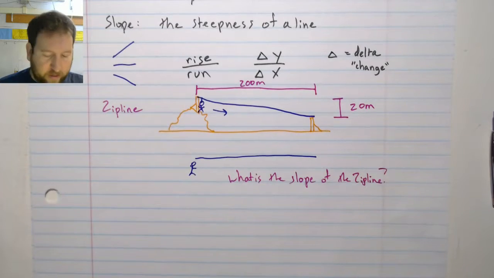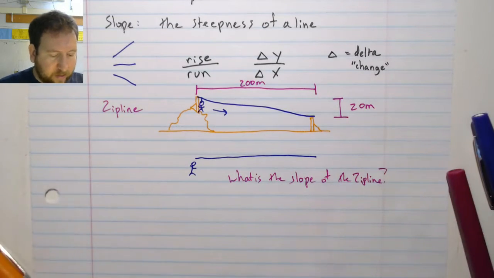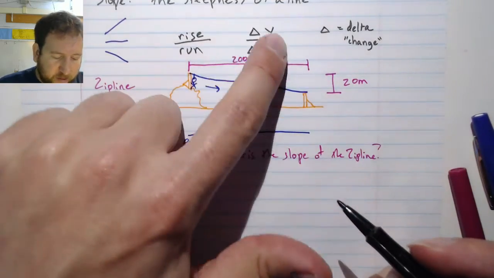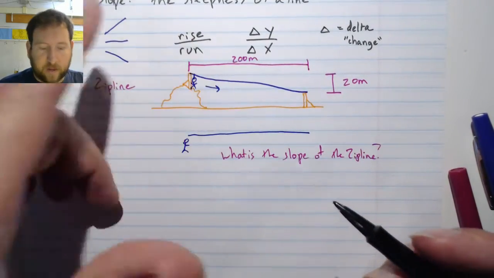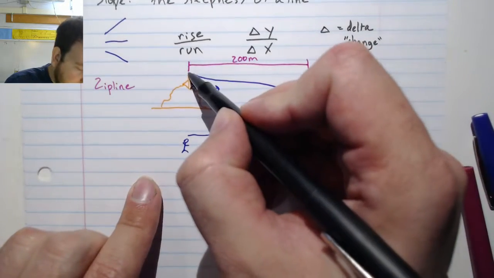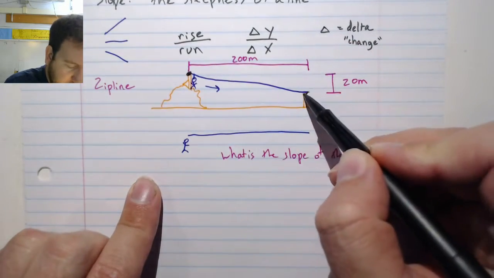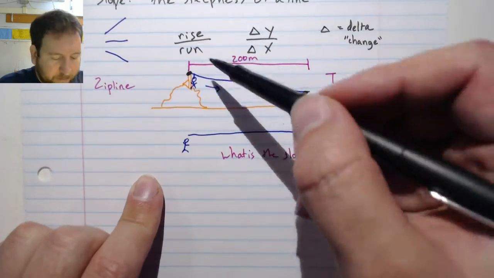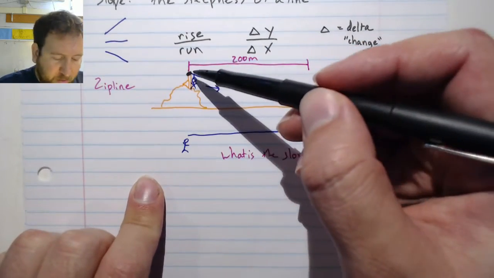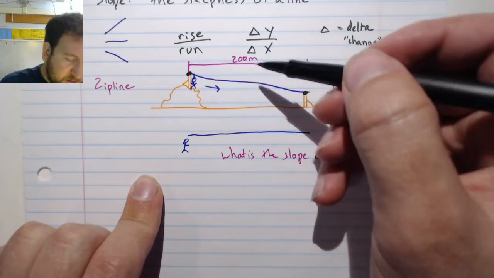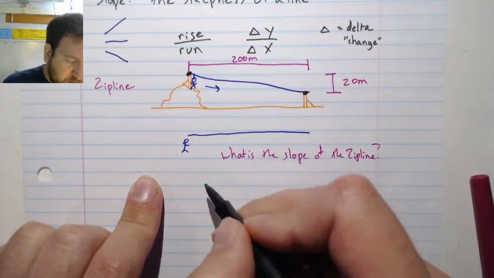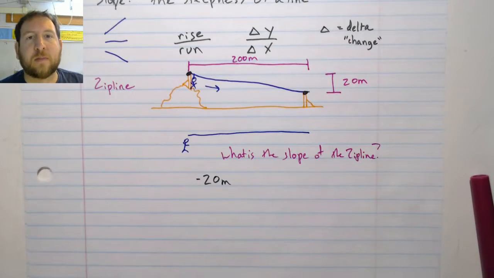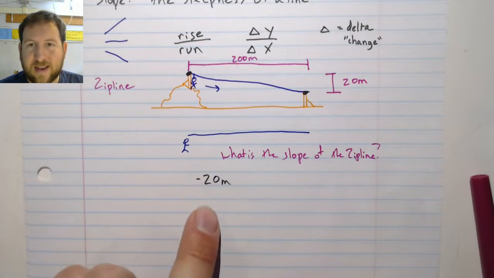Well, fortunately, we can use this handy little rise over run that we were using. So first, we're just going to put the change in y over the change in x, or the rise over run. From the start, right here, to the end, how much did it rise? How much did it go up? Well, it didn't go up at all. In fact, it went down. So in this case, we're going to say it went down 20 meters. And if I'm showing a down or an opposite compared to normal, I'm going to use a negative to show that.